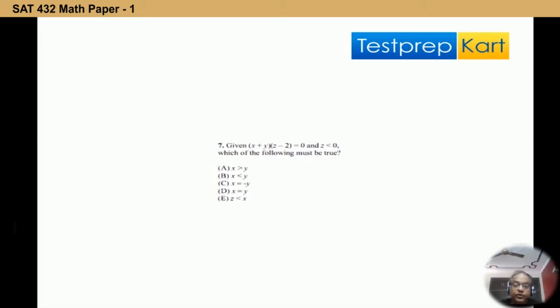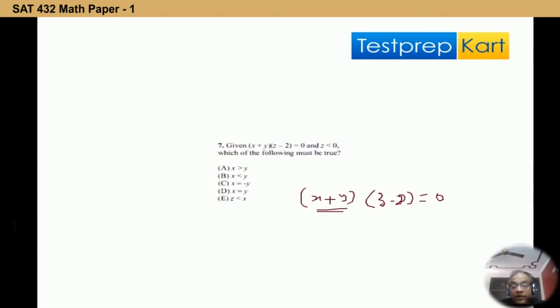Now, next question is x plus y into z minus 2 is equal to 0, and z is less than 0. Which of the following must be true? So what should be the restriction on x and y?